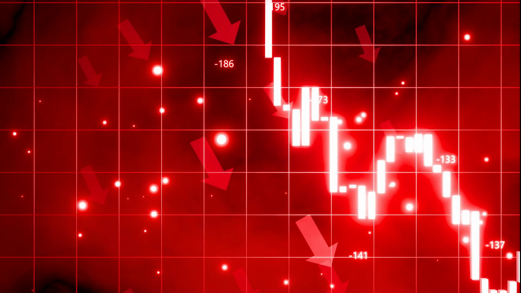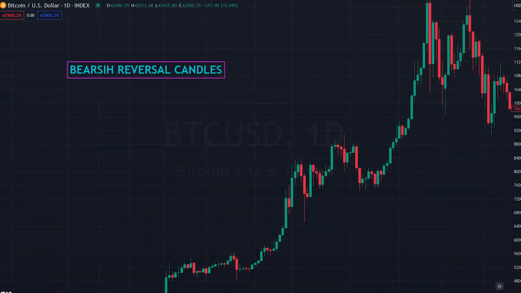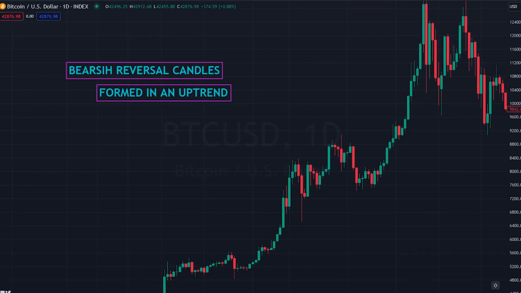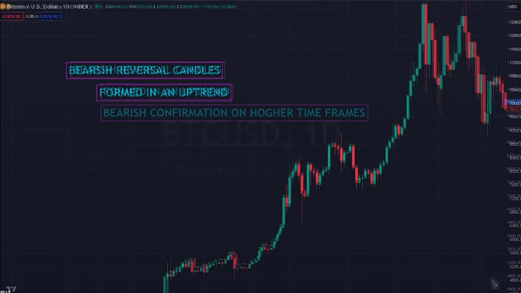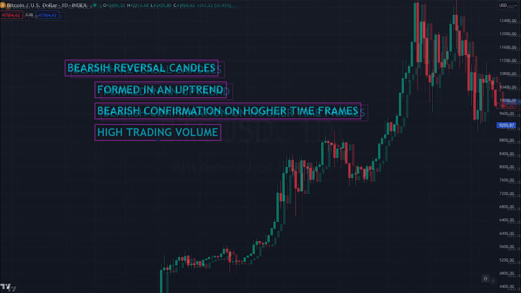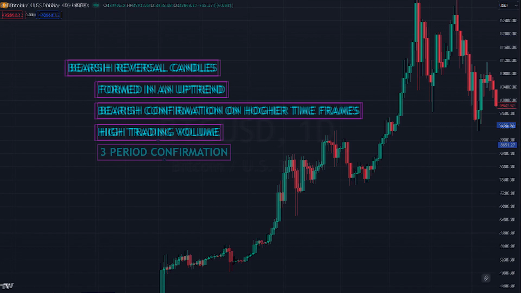Now we have bearish reversal candles. The guidelines for bearish reversal candles, it's the reverse theory of bullish candles. So, bearish reversal patterns need to be formed in an uptrend. If not, then it's probably a continuation pattern. Bearish reversal patterns require bearish confirmation and have accompanying trading volume, and should be confirmed within 3 periods of forming.